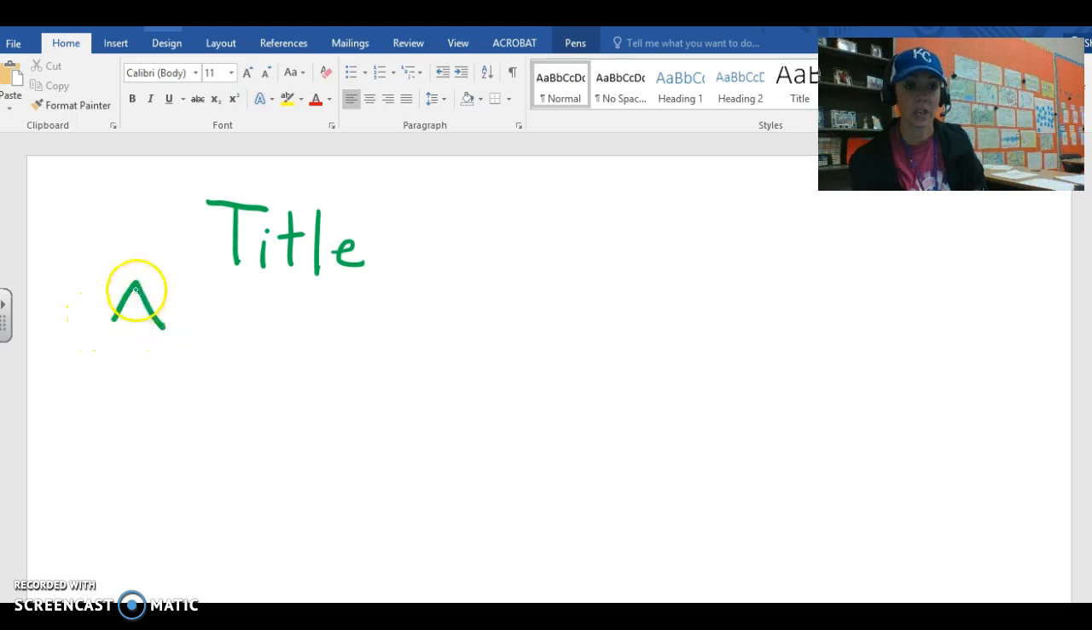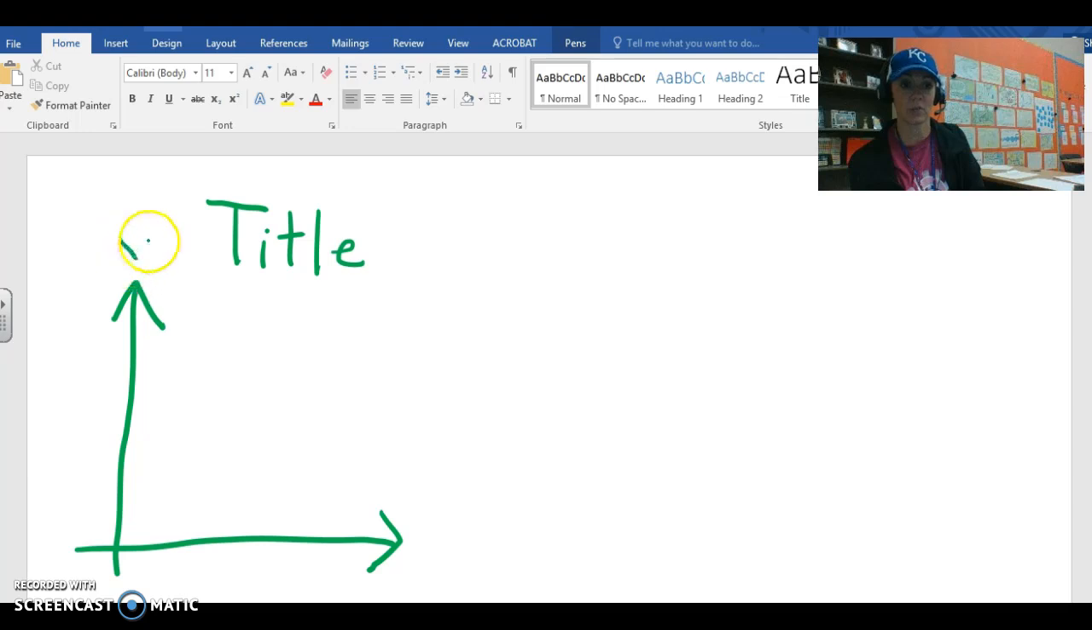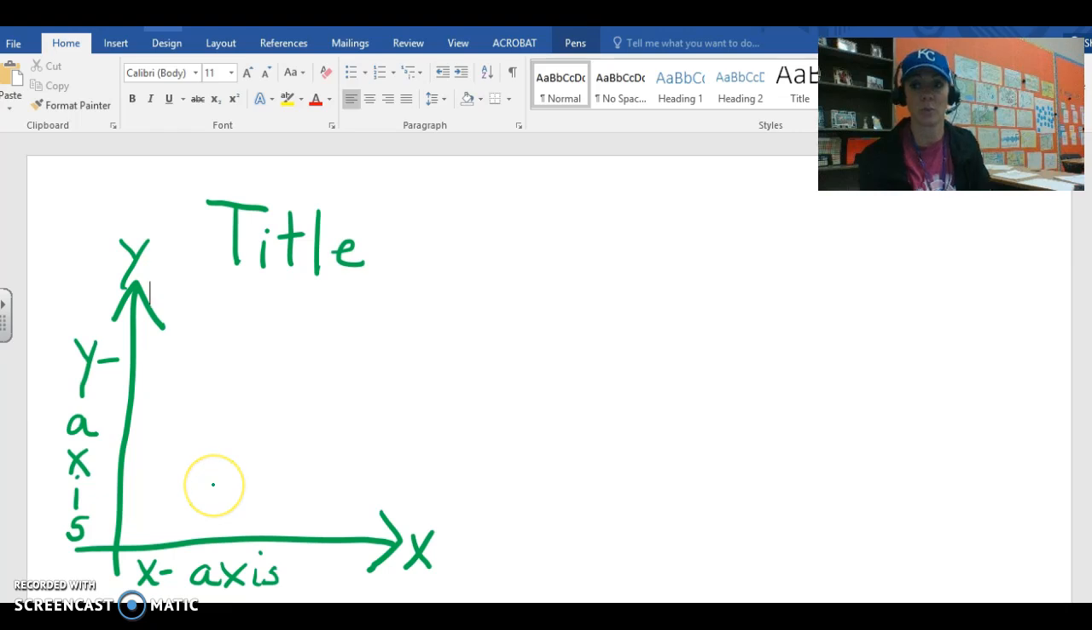All graphs have a y-axis as well as an x-axis. So here's the y, here's the x, and it has to be labeled as y-axis, and you have your x-axis right there. Make sure you get that in your notes.